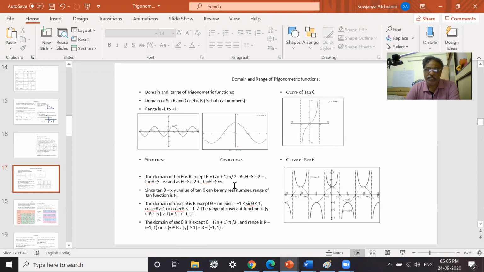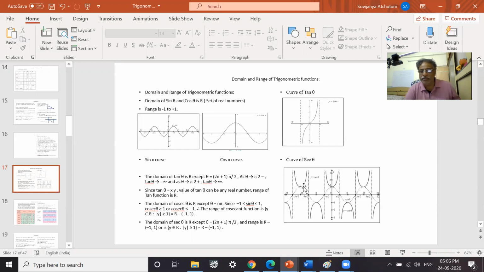The domain of cosecant theta is the same as sin theta, except for n pi, because 1 by 0 is not available. So n pi is not there. Since sin is between minus 1 and 1, cosecant theta is either more than or equal to 1 or less than or equal to minus 1. So the range of the cosecant function is y belongs to R with y greater than or equal to 1 or y less than or equal to minus 1. Whereas sin y is between minus 1 and plus 1. But cosecant y is the whole real line other than minus 1 to plus 1 in between.